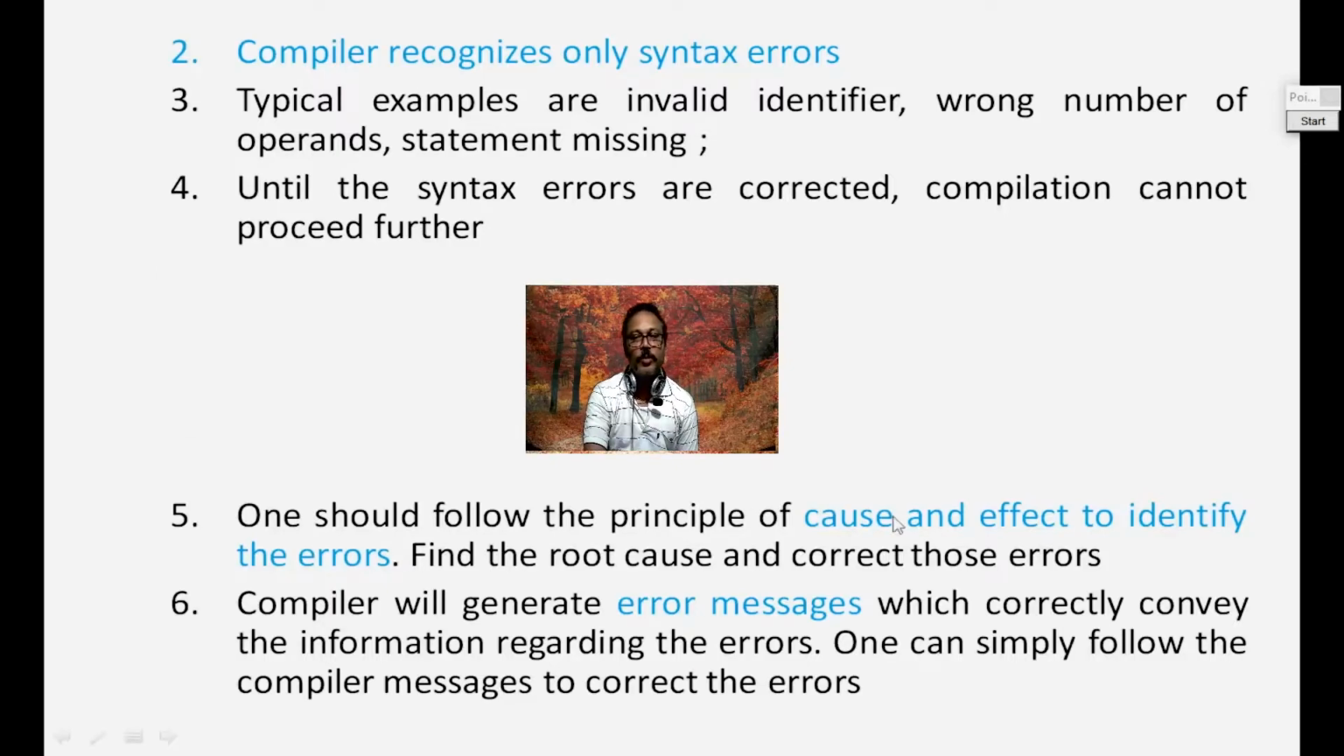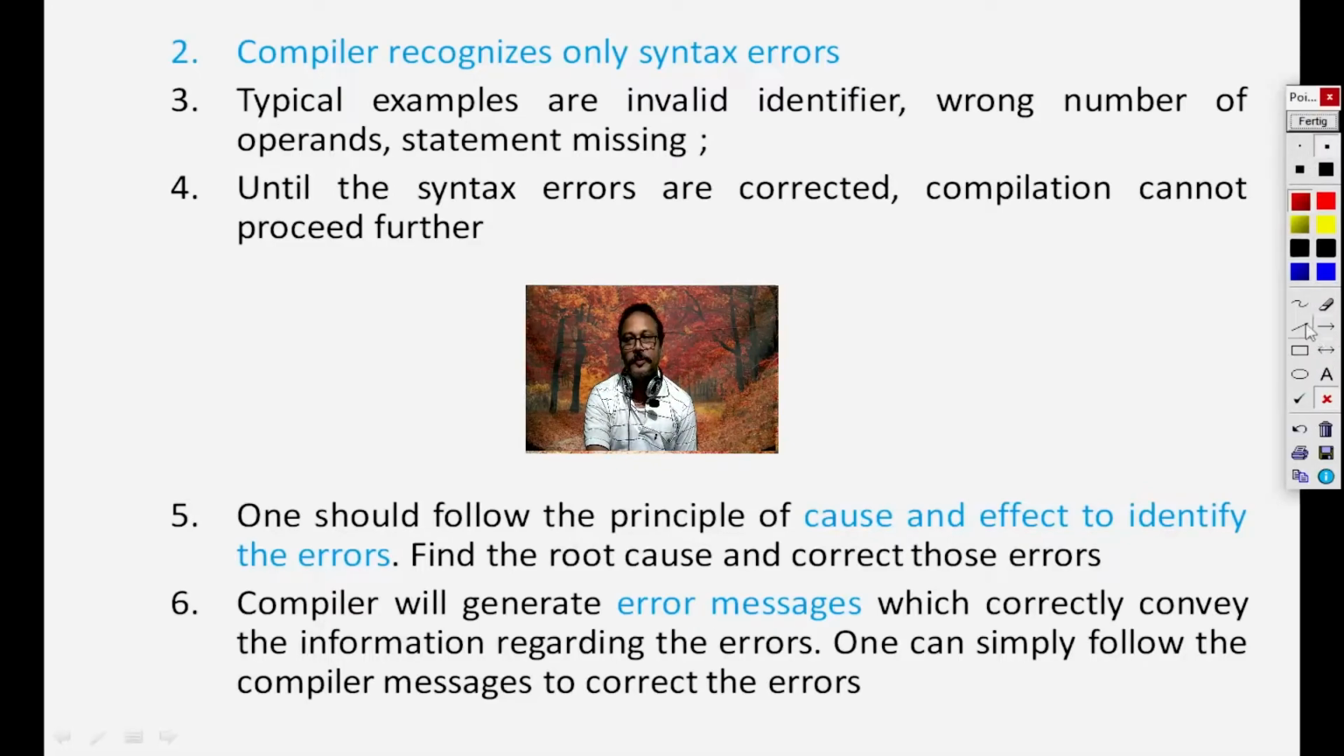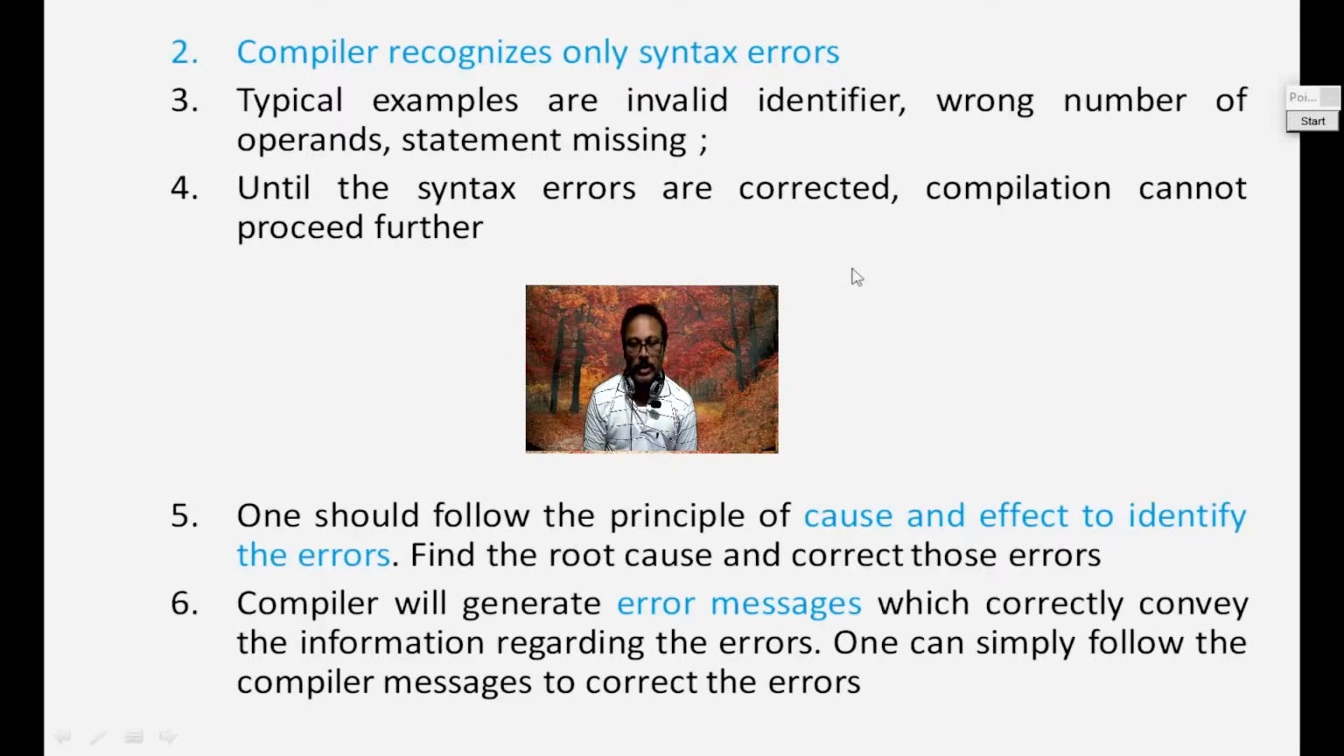Sometimes you have to follow the principle of cause and effect to identify the errors. What you see is actually the effect. But the reason for the error may be somewhere else. That is actually called the cause. So try to go to the cause of the error, identify the cause of the error and correct it. That's what you have to do. The compiler generates error messages, so you can use the compiler error messages.